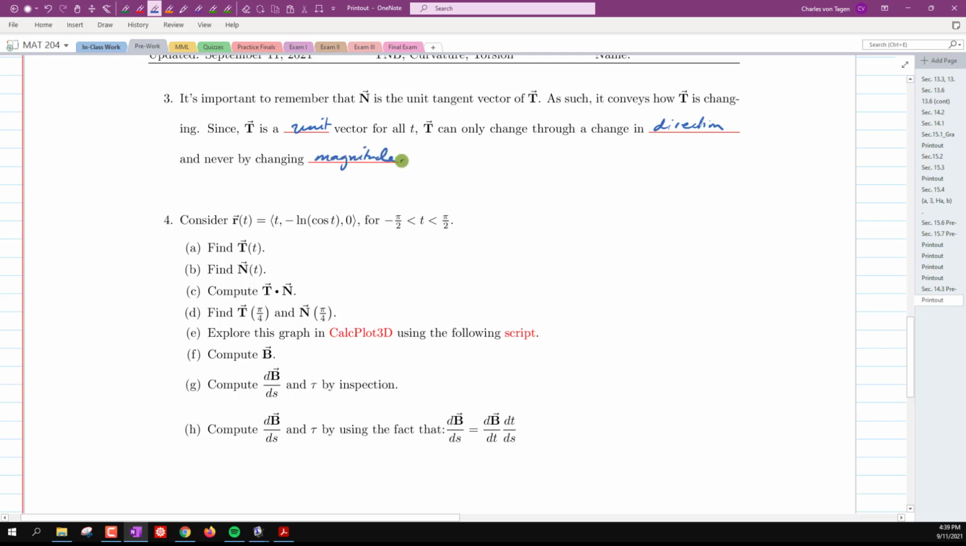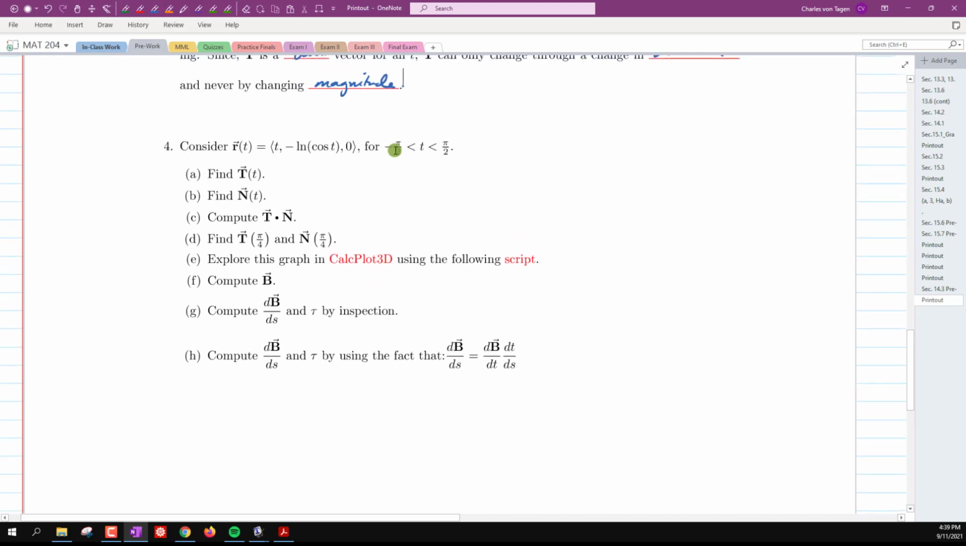So folks, I'm going to leave you there, and I want you to instead consider these problems and try your best. I think it's completely fair game to ask you to compute this unit tangent vector. I think it's completely fair game to ask you to do this computation, to take their cross product and evaluate these. Then go ahead and take a look at this graph in CalcPlot 3D, so the graph of this vector valued function, and use this script.